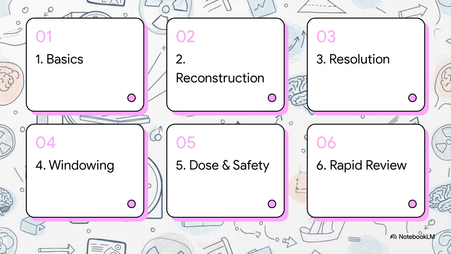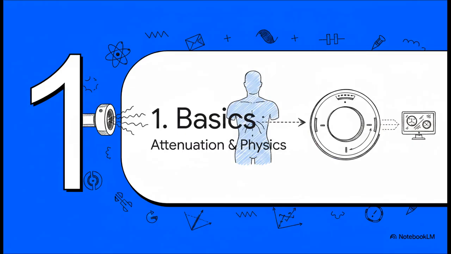Here's your ultimate study plan for today. We're going to cover the basics of attenuation, then move into reconstruction, pixels and voxels, Hounsfield units and windowing, radiation dose and safety, and finally, a high-yield rapid review. Let's get to it. Starting off with Section 1, Basics, Attenuation, and Physics.